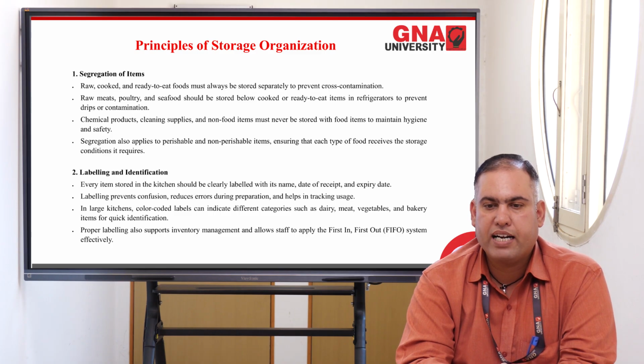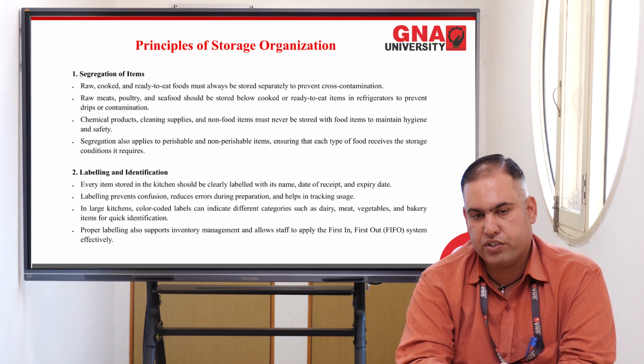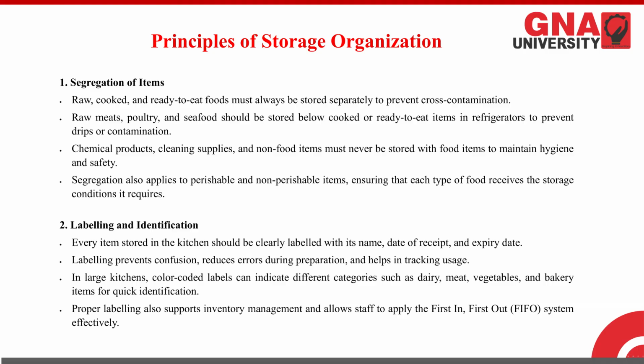Now, let us get to know about some principles of storage organization. So the first principle is segregation of items. Raw, cooked, and ready-to-eat food must always be stored separately to prevent cross-contamination.